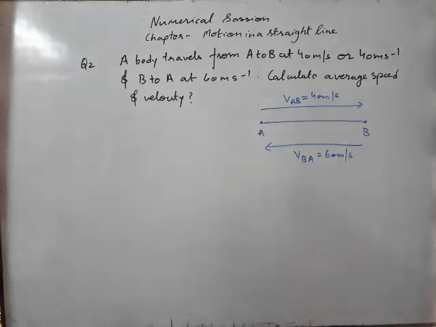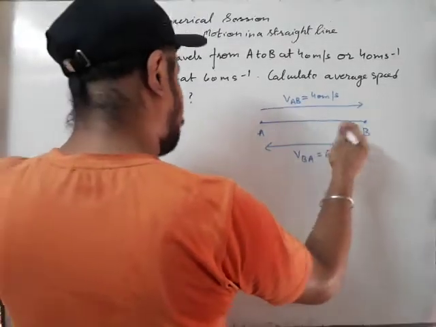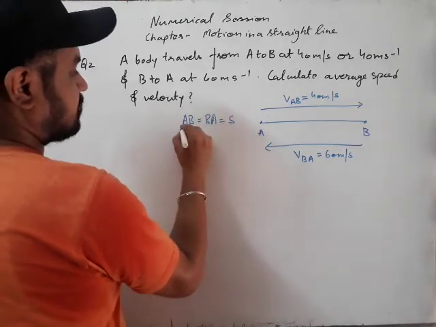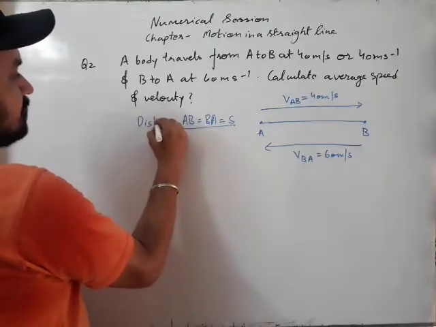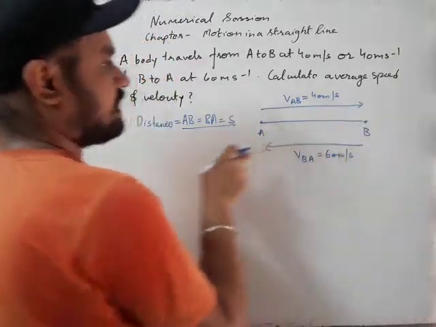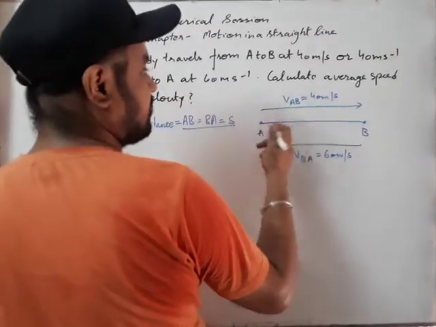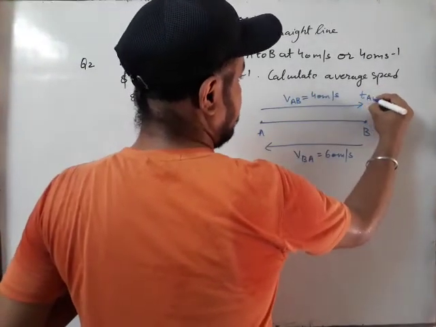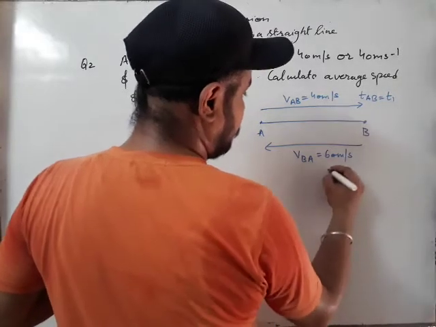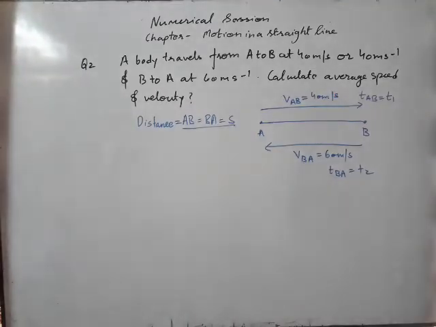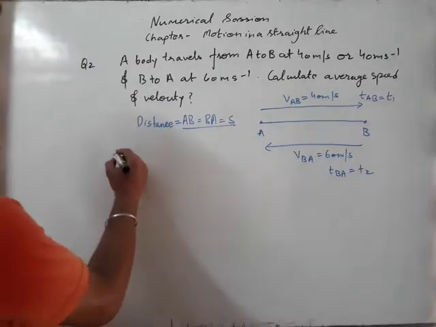So obviously you can observe that AB is an equivalent distance. AB is equal to BA. We can let it be S. Distance equal to S, it is traveling S and coming back S. Here there is a velocity difference, so TAB will be, let us say, T1 and TBA will be T2. So we will now consider the formula for average speed, then for average velocity.